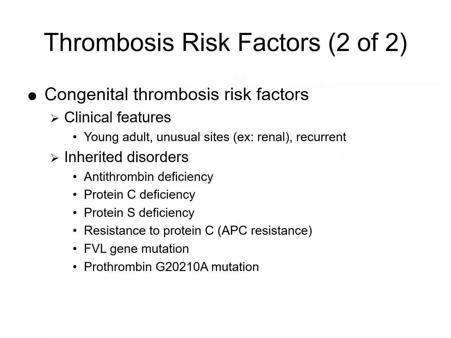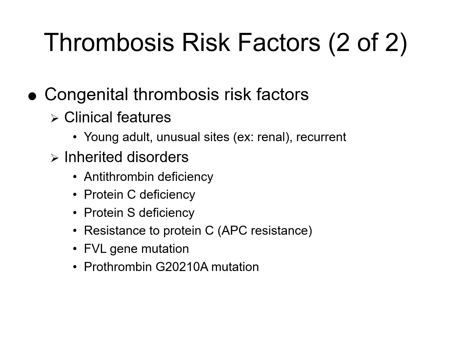For congenital thrombosis risk factors, for clinical features, it's going to typically present in young adults. Thrombosis often occurs in unusual sites, such as the renal veins or cerebral veins. They can have a history of recurrent thrombotic events, and sometimes this can start at an earlier age than the young adult. Some inherited disorders contributing to thrombosis.